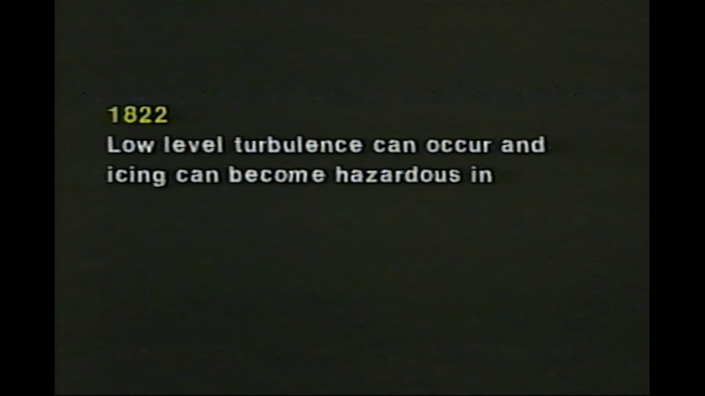Question 822, low-level turbulence can occur and icing can become hazardous in... The answer is number 4, steam fog, and I need to mention what steam fog actually is. They sometimes call this sea smoke. It's the same sort of thing that you see coming off of a steaming cup of coffee. That's what we're talking about when we say steam fog. And all that is when you have cold air over a warm, moist body of water. Of course, a body of water would be moist, but warmer. And you see this a lot in the Great Lakes section of the United States during the winter.